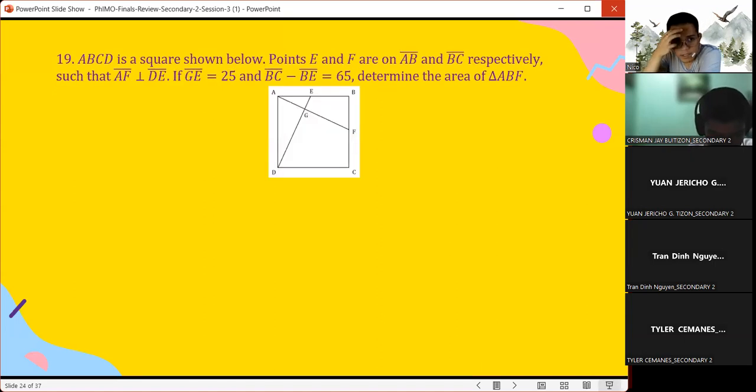Okay. ABCD is a square shown below. Points E and F are on AB and BC such that AF is perpendicular to DE. This one, no? Perpendicular. So this one is forming a 90-degree angle.